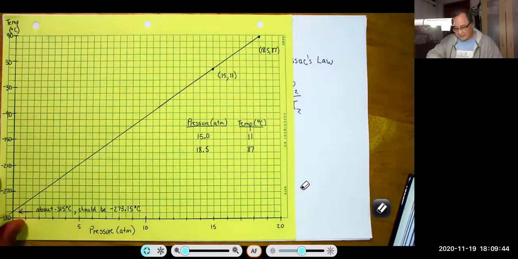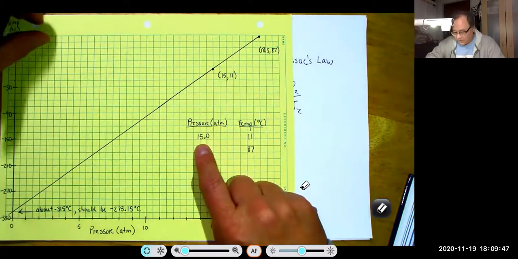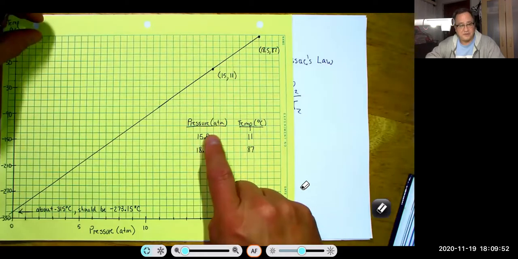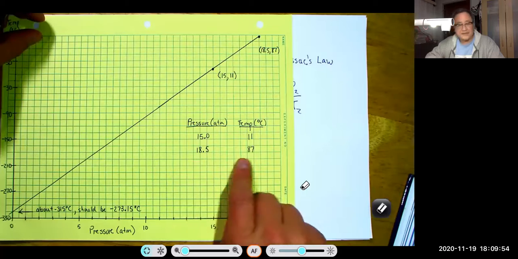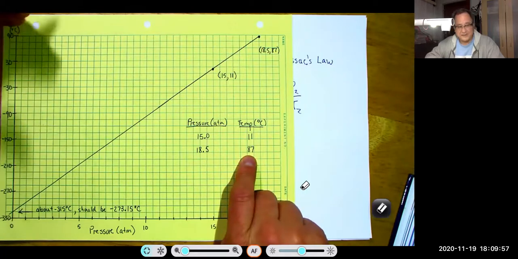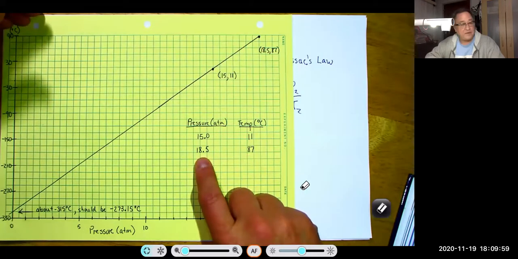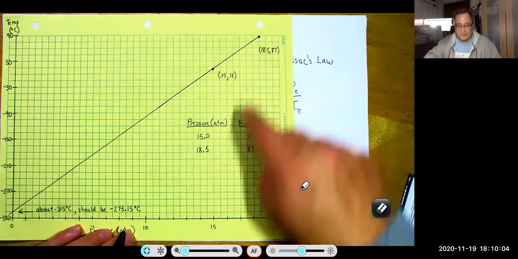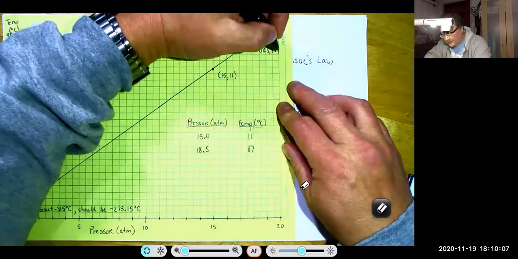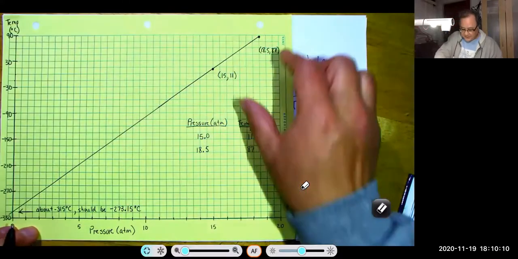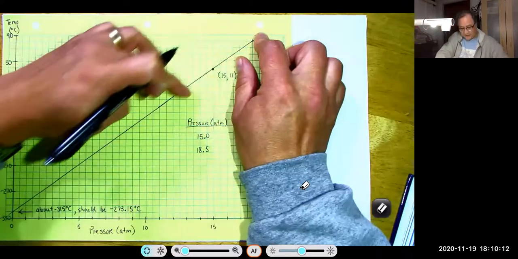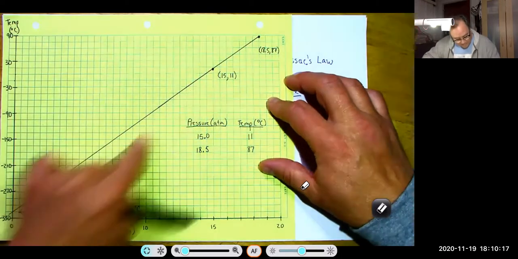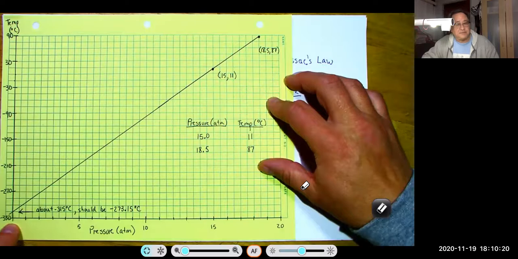So here's the data that we got. When there was a temperature of 11 degrees Celsius, the pressure was 15.0 atmospheres. And when the temperature was 87, it might have been a little lower than that, we get 18.5 atmospheres. So these are the 2 points plotted up above. And you'll notice I've left all of this here, which we didn't have any data, but I wanted to go back to find out where would the pressure be 0.